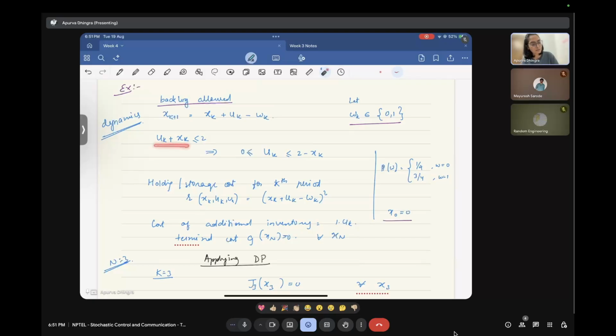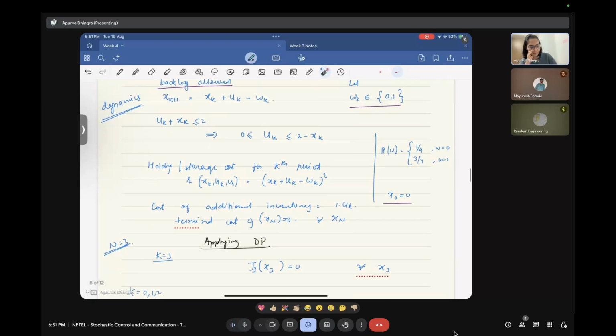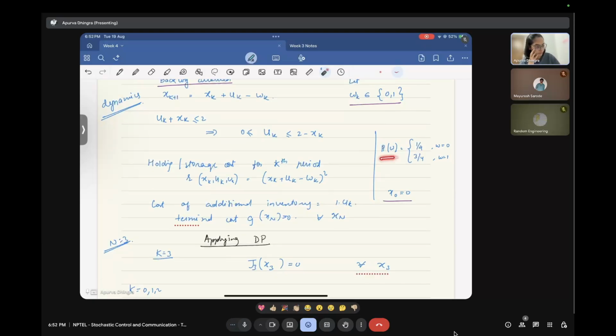For the action, I'm putting a constraint which says the sum of action and the stock is at most 2, so the stock cannot be more than that. The conditions that I'm describing here are almost the same as those taken in class, except this one. What was taken in the tutorial was that backlog is not allowed. There's a reason why they took that example, and I'll come to that point. Let's assume that backlog is allowed and see what happens. For my problem, I'm assuming that the distribution over w_k is as follows. My initial state is x0.